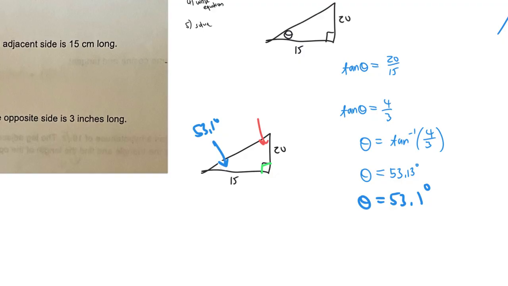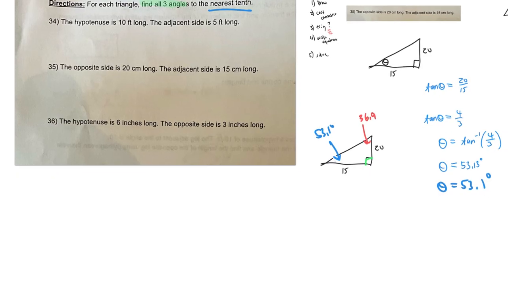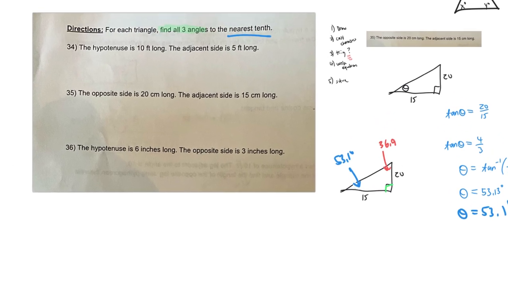So when I say in my calculator, 90 minus 53.1, that is going to be 36.9. Now, why does that make sense? Because these two have to add up to 90. Because 90 plus this 90 equals 180. I'll let you ponder that. So we satisfied the directions for that one.